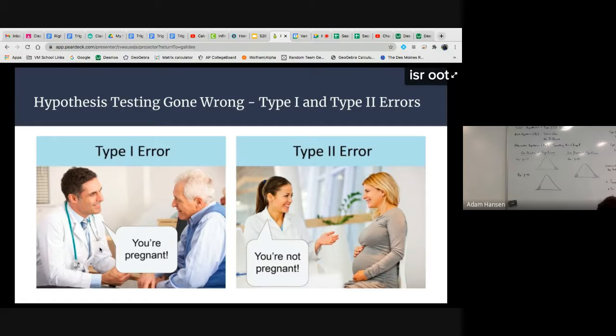A type 2 error. What's wrong with scenario 2, with the picture on the right? She's obviously pregnant. But the doctor, based off the test, tells her she's not. That is called not a false positive, but a false negative. The test tells you you're not pregnant, but you actually are.